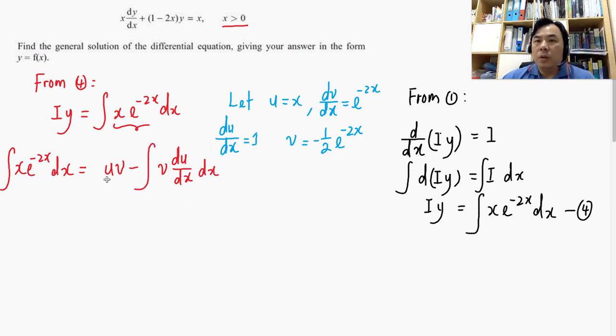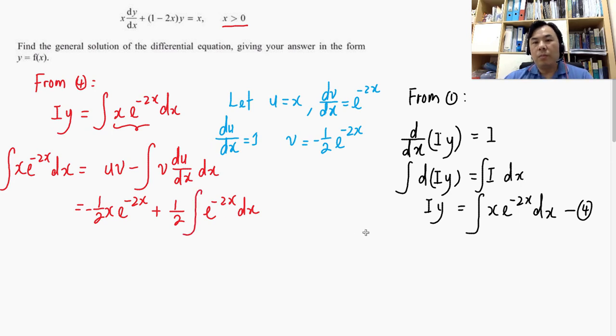Now there's a formula for integration by parts. So from here, I'm going to substitute all the expressions that I have worked out. So u is x, and then my v is negative half e negative 2x. Okay, and then I'm going to substitute that into here also. Therefore, it will become a half e negative 2x dx integration. Okay, so just let me check whether I got it correct.